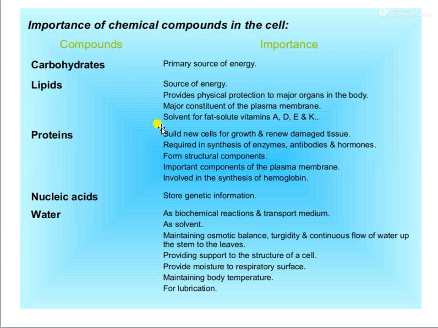Now, what is the importance of these chemical compounds in the cell? Carbohydrate is a primary source of energy. That is, when we eat carbohydrate, our cells get a source of energy.